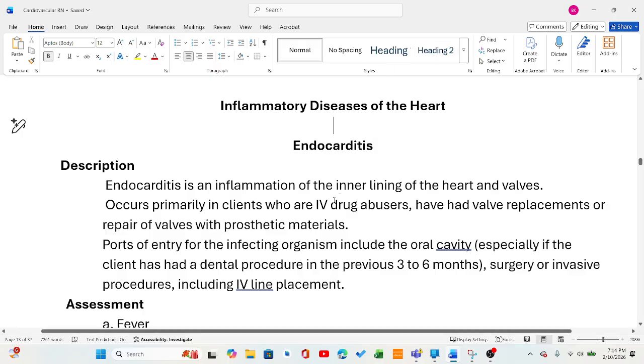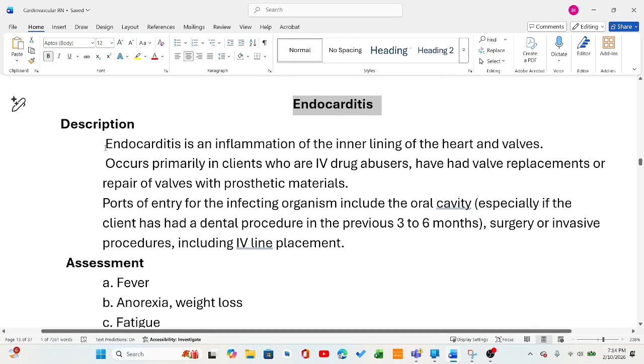So let's start with the innermost layer of the heart, which is called endocarditis. With endocarditis, the first thing you need to know is that there's an infection in the innermost layer of the heart. This usually occurs primarily in clients who are IV drug users. And please, when you talk of IV drug users, they also come out with hepatitis C. Most of the time, it's common among them. So, IV drug users have the chance of getting infection, especially in the innermost layer of the heart.